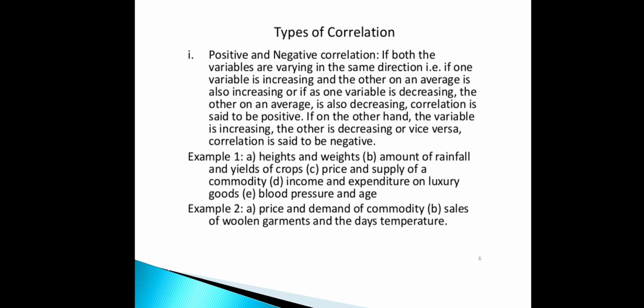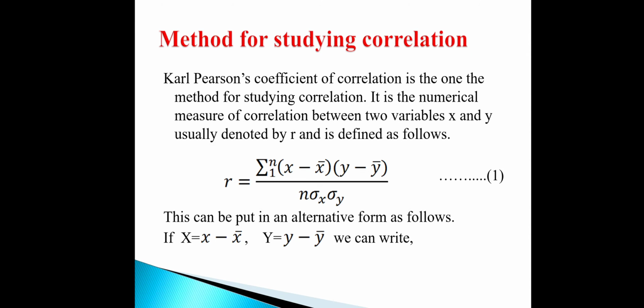For the next example, price and demand of a commodity: if one increases, the other decreases. That is a negative correlation. Sales of woolen garments and the day's temperature. These are all examples of negative correlation.